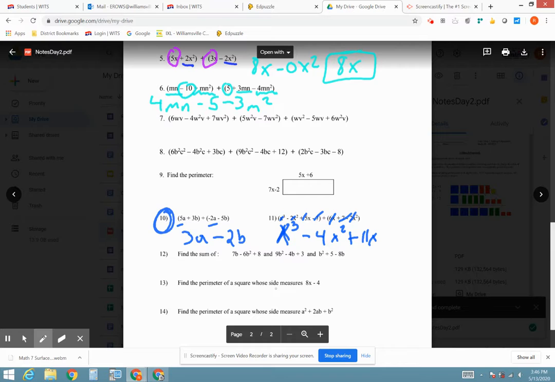So perimeter of a square whose side is 8x plus 4. I just add them all up. 8x plus 4 plus 8x plus 4 plus 8x plus 4. Or I could multiply that by 4. I think that's pretty much it.